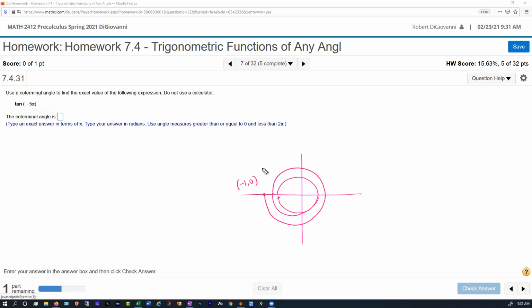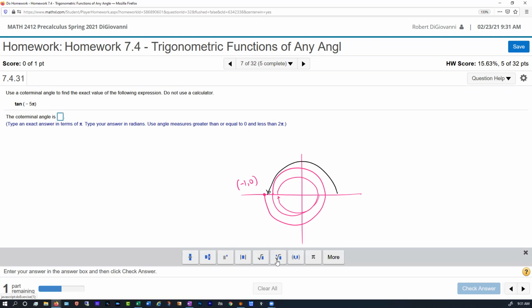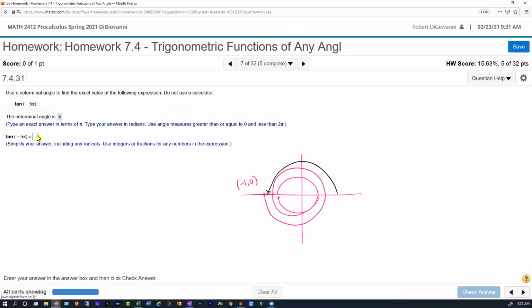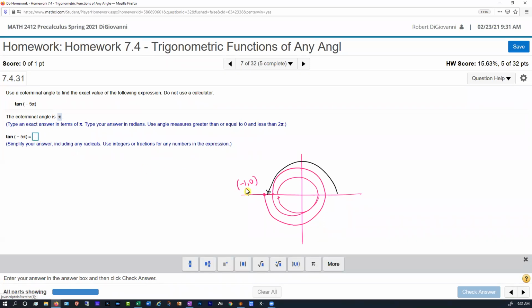Tangent is the y over the x. So a coterminal angle, let's do that. So this angle right here, we can look at that angle as being pi, right? That's just there. So I'm just going to use pi here. And then we have that tangent is the y over the x. So 0 divided by -1 is just 0.